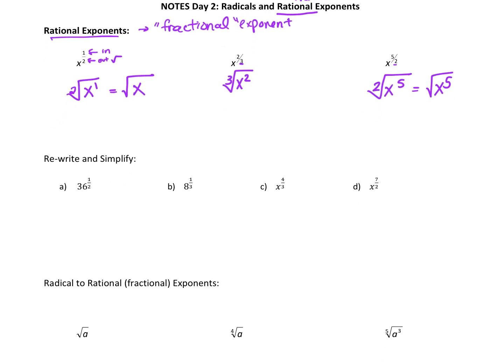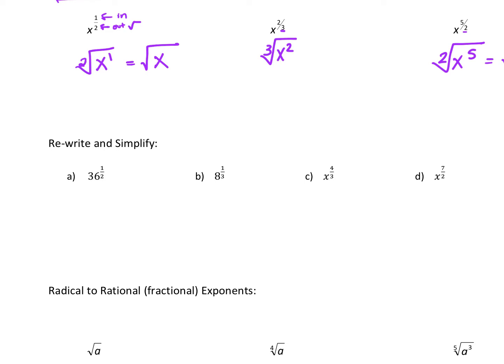All right, so if we're going to rewrite these and simplify, if I have the 1/2 power, that's the same as the square root of 36, which would be 6. This would be the same as the cubed root of 8 to the 1st, which is just the same as the cubed root of 8, which is 2.